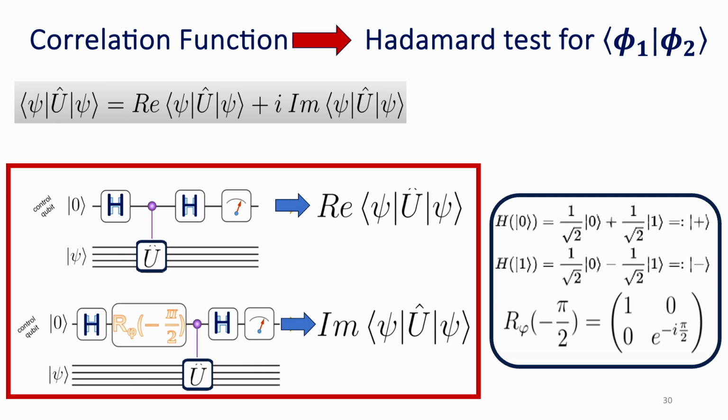To calculate this one, you prepare the state here, and you need a control U here, and then the Hadamard. This gives you the real part. And if you insert here the phase shift, which will give you minus i in front of the 1 when you do the Hadamard and the control, this will give you the imaginary part. So the Hadamard test is a simple test that we use to calculate the correlation function, the expectation value of this operator.